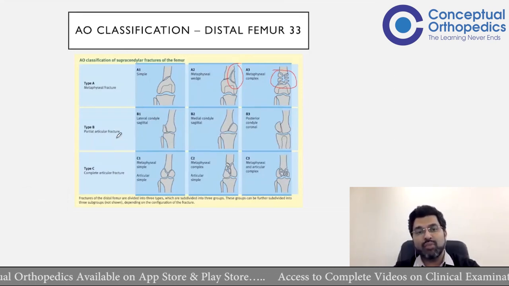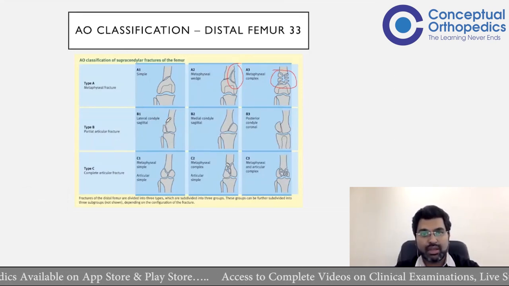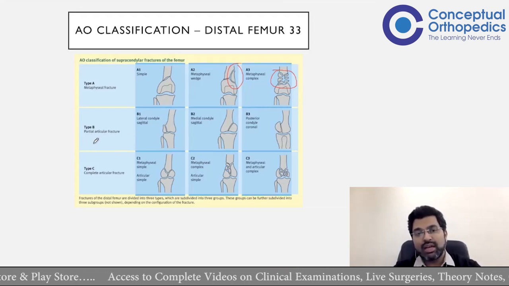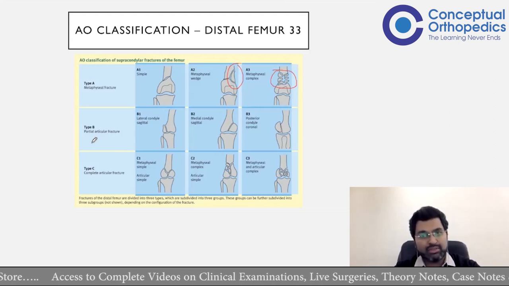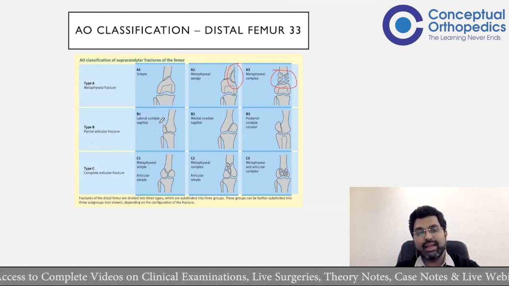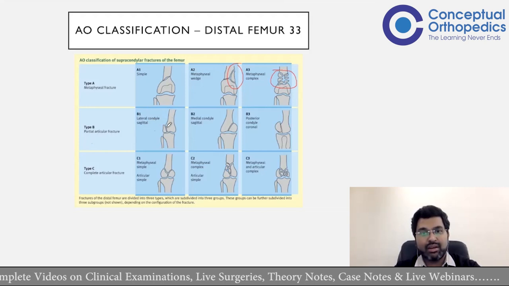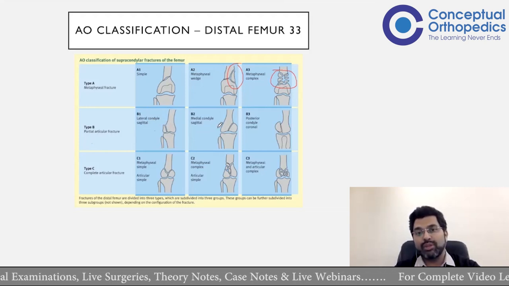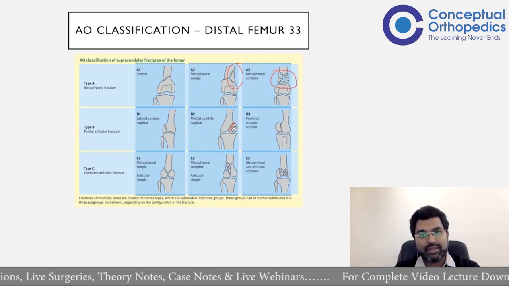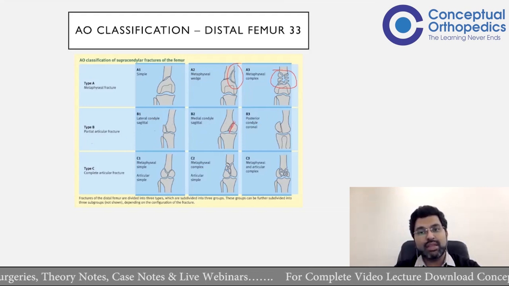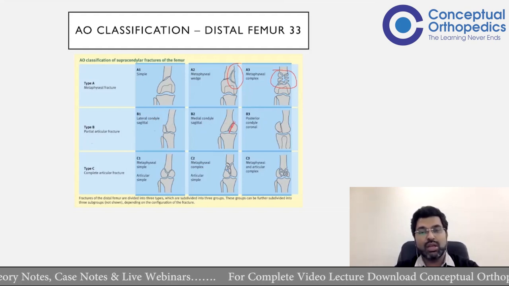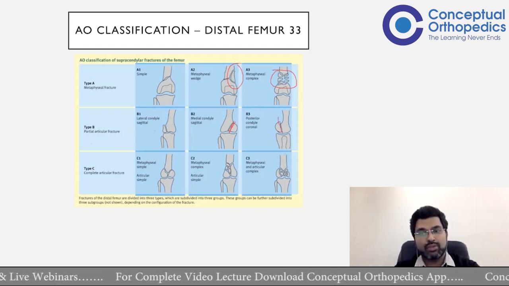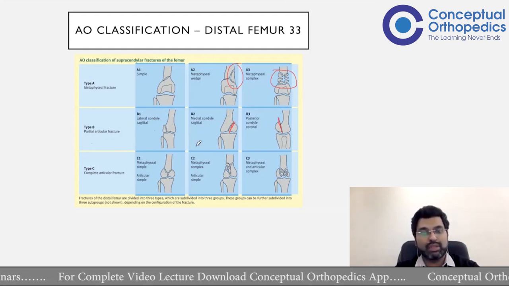Type B is a partial articular fracture, and it is divided into B1, 2, 3, which means only one condyle is involved. In B1, the lateral condyle is involved in the sagittal plane. In B2, the medial condyle is involved in the sagittal plane. And B3 is a Hoffa fracture, which is the posterior condyle involvement in the coronal plane. This is B1, B2, and B3.